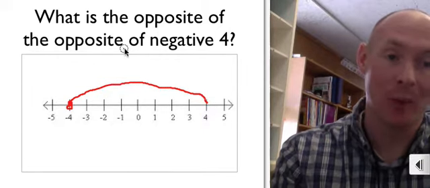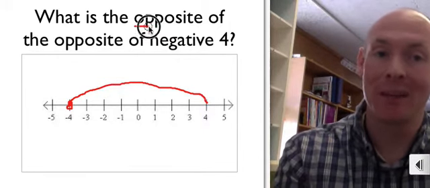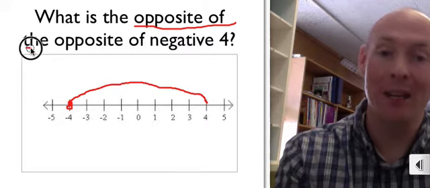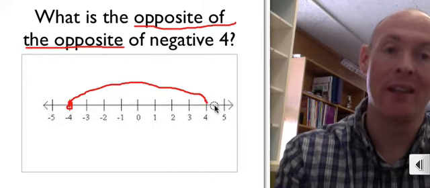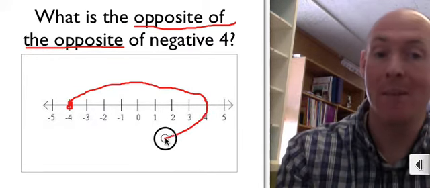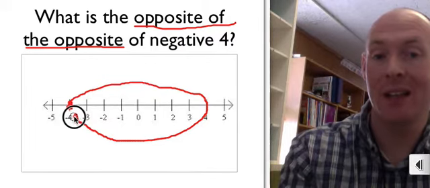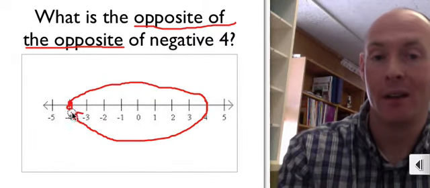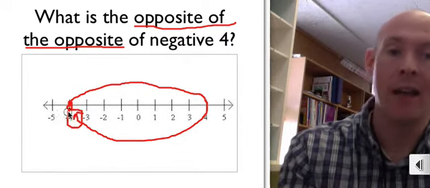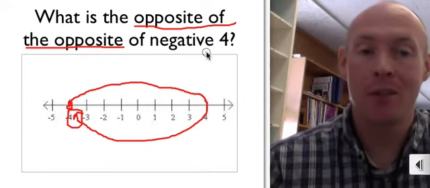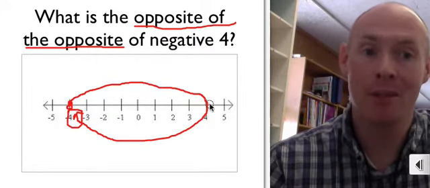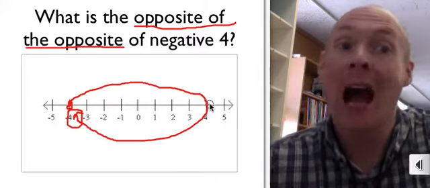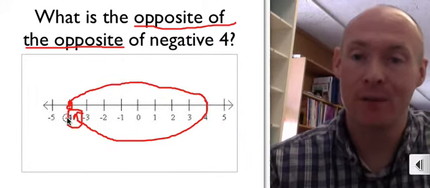But it's not asking what the opposite is. It's asking what the opposite of the opposite is. The opposite of the opposite is just that, negative 4. What is the opposite of negative 4? Well, the opposite is 4. And the opposite of that is negative 4.